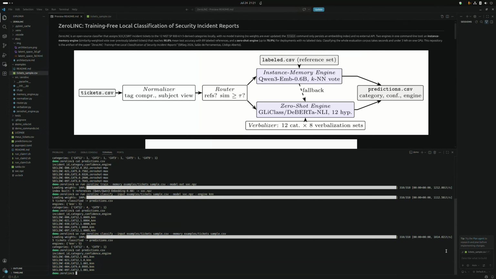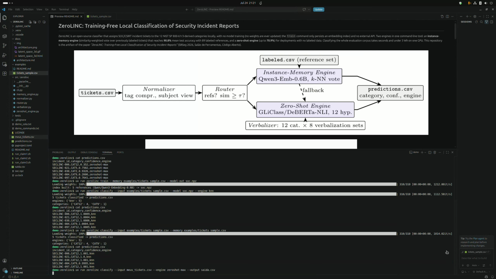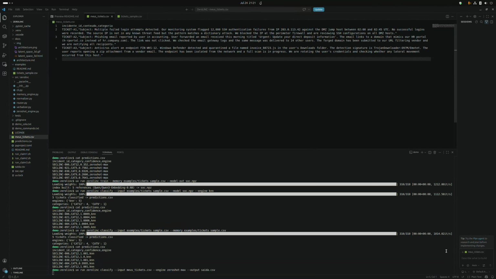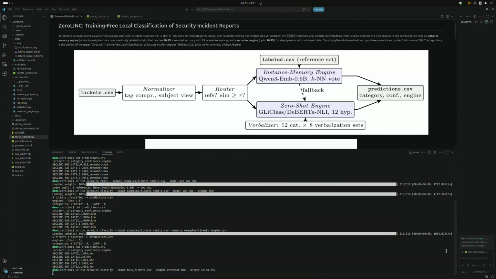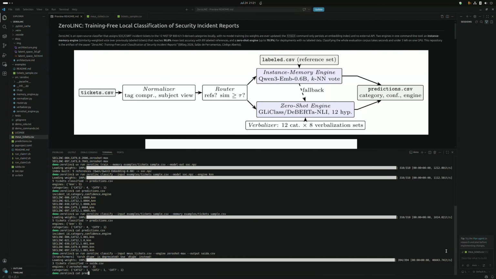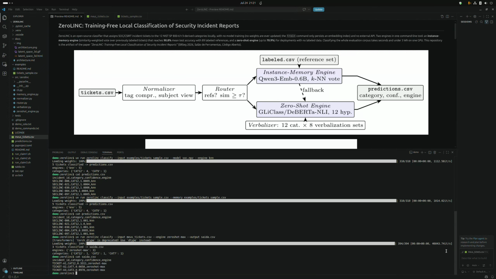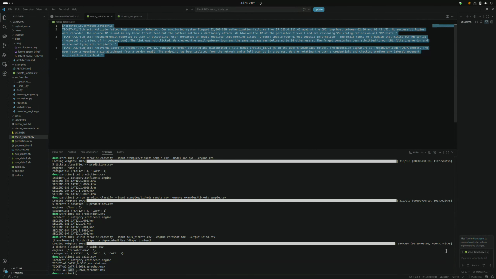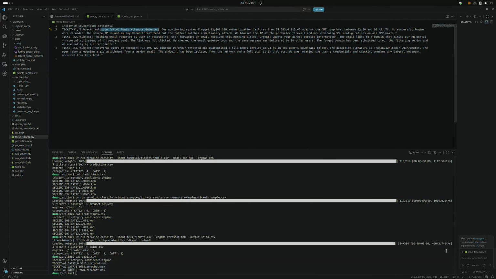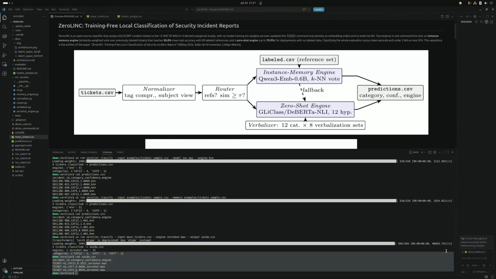Now we have another example with the auto mode. That is my tickets. That is another small reference set. This one is synthetic. This one, all of them are right: cat 12, cat 7, cat 2. As you can see, antivirus, phishing, failed login attempts. So this one, all of them are right. And this was ZeroLINC.